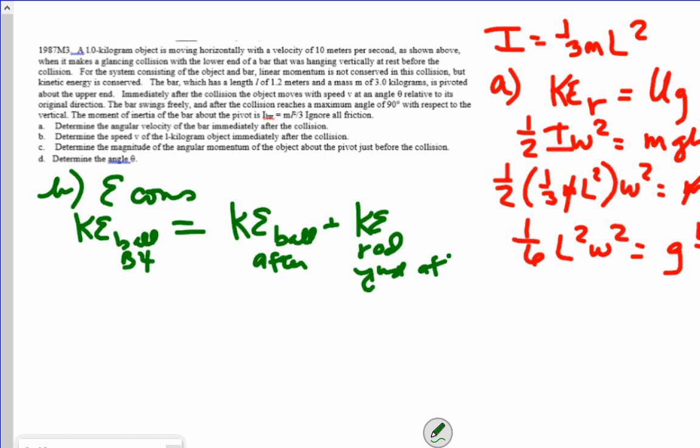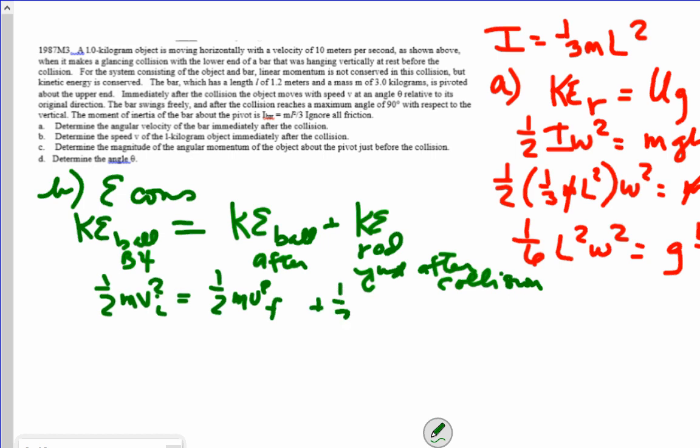This is just after the collision. So I'm not thinking about when the rod goes up to its max height. The snapshot I'm taking is right after the collision, just as that bar begins to move. So if you do that, 1/2 mv squared, this is my initial velocity, 1/2 mv squared, my final velocity, and 1/2 inertia omega squared. Again, this is just after the collision. Long story short, we have pretty much all the values here, so do the math yourself. You should get a velocity of 8 meters per second.